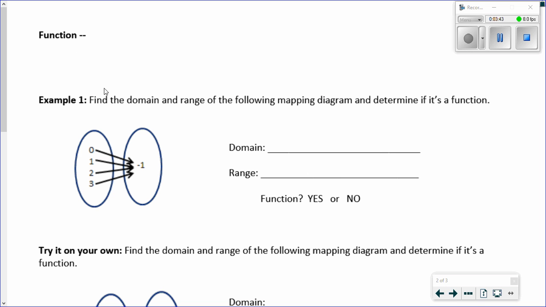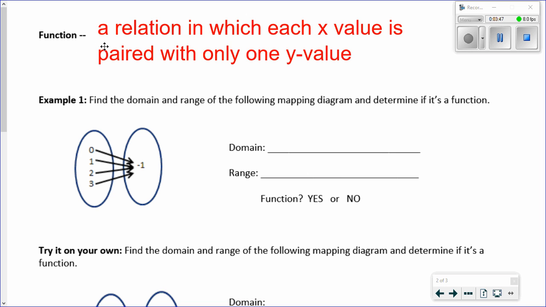A function. Did we already talk about functions? Oh, it's just a reminder. Okay, reminder, a function is a relation in which every x value is paired with only one y value. We already talked about this. So now we're going to go ahead and find the domain and range for these different representations. And then just for kicks, we're going to tell if it's a function or not. Okay? Just so you're aware, this is very similar to how it will look on the test and a quiz.